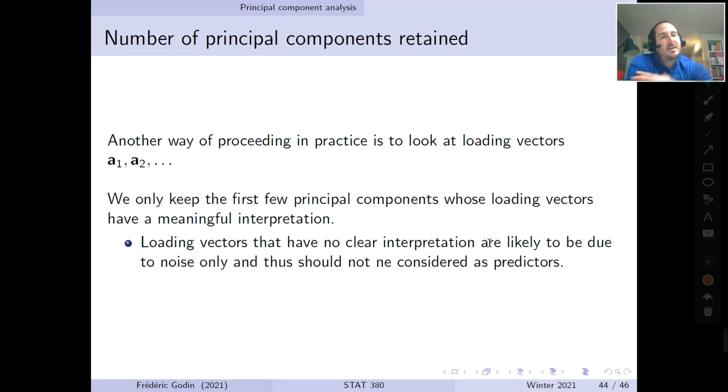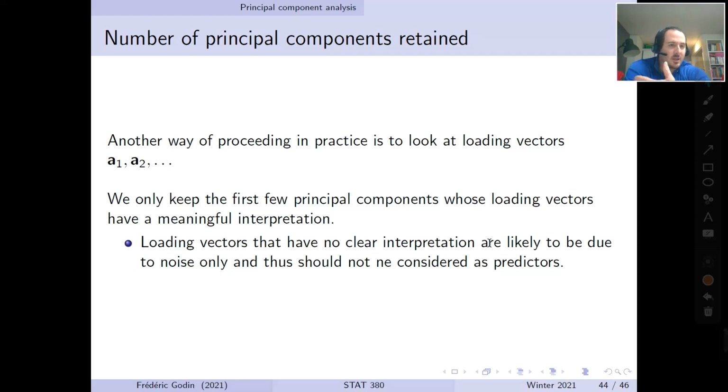Okay, so this is a typical way to select p tilde, the number of principal components or the number of predictors we should retain in the new data set. Another way of proceeding is to look at loading vectors. Loading vectors usually provide some insight about what's happening in a problem.